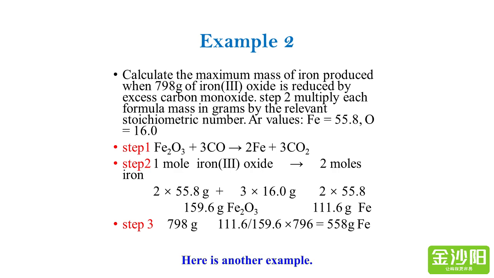Here is another example. Iron oxide reacts with carbon monoxide to form iron and carbon dioxide. The equation and relative atomic masses are both given, and we calculate the maximum mass of iron produced when 798 grams of iron oxide is reduced by excess carbon monoxide. The process is the same as the previous one. Firstly, we write down the balanced equation. Then we get the mass of 1 mole of iron oxide and the mass of the corresponding product, 2 moles of iron. At last, we simply use ratios to calculate the amount of iron produced from 798 grams of iron oxide.